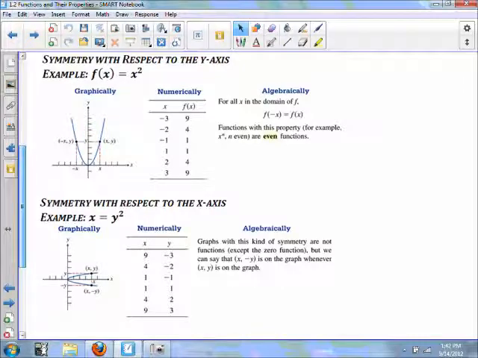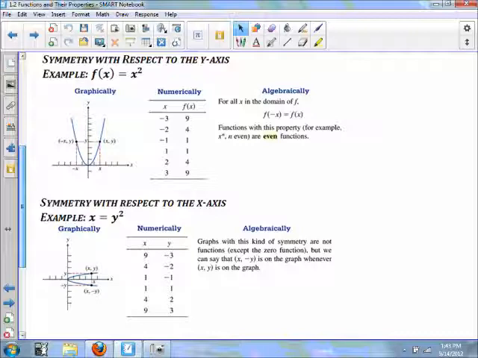These will be the even functions. Our example that we have here is f of x equals x squared. So graphically, you know that x squared is a parabola. It's a quadratic that opens up, and you know that it's going to have the y-axis as its line of symmetry. Numerically, you can look at the table from -3 to 3.